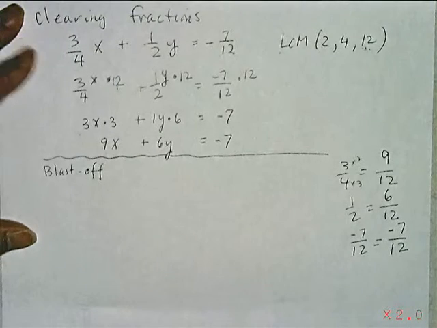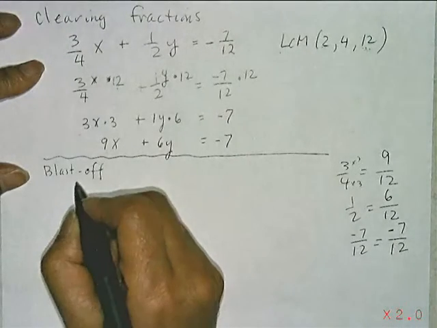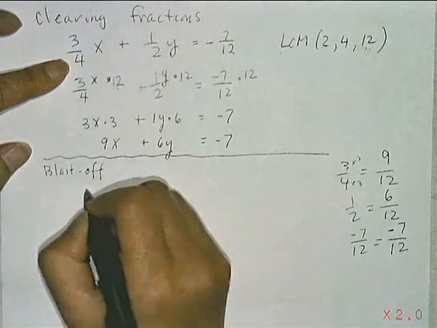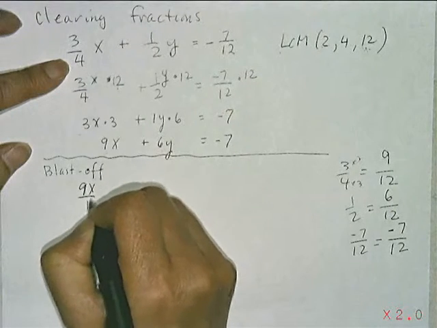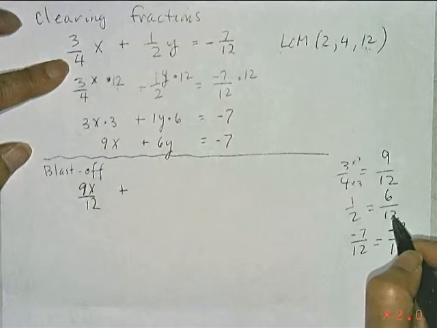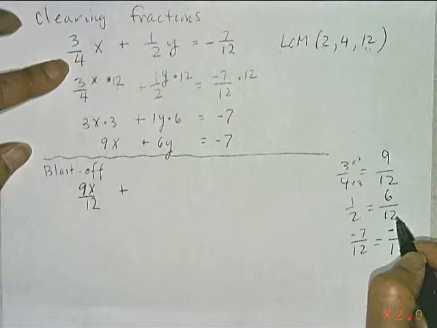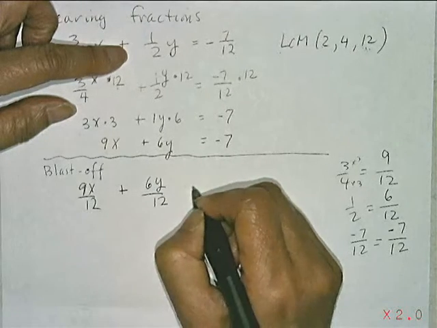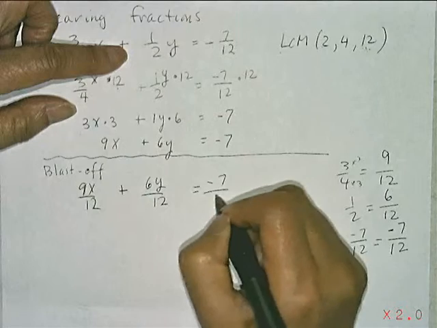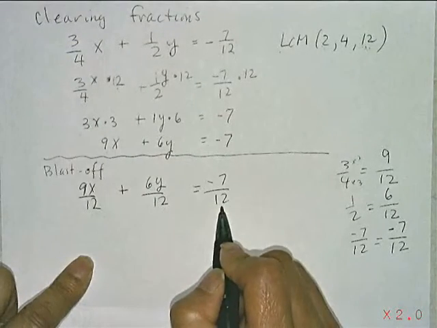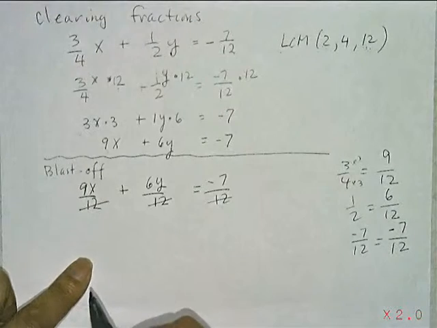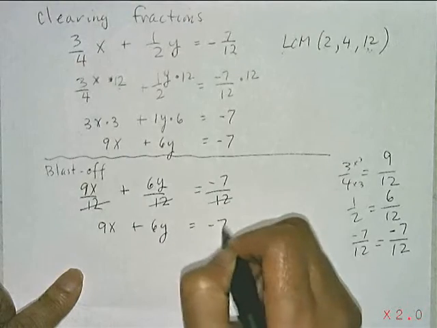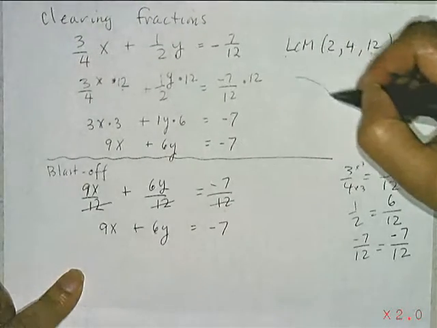So I'm going to write my original equation there as the same. 3/4 of x is now going to be 9x over 12, plus 1/2 of y is the same as 6y divided by 12, equals -7 over 12. Once you have all your denominators the same, you can just blast them off, okay, and this becomes 9x plus 6y equals -7.